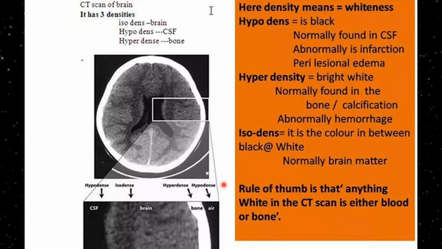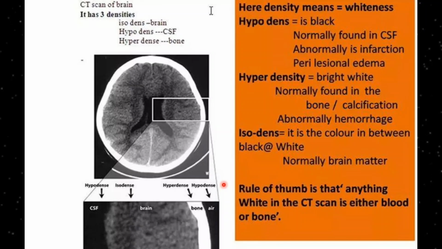Beautiful explanations of the density on this slide. Whoever made this slide, hats off for that. Here they mention that density means whiteness. On the CT brain we use three terminologies: hypodense, hyperdense, and isodense. Hypodense is the black area. Normally CSF appears hypodense, and abnormally an infarction area would also appear hypodense, and perilesional edema like an abscess will also appear hypodense.